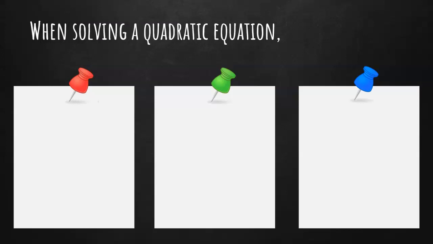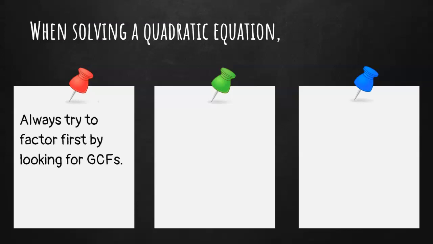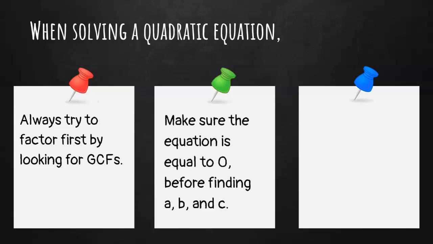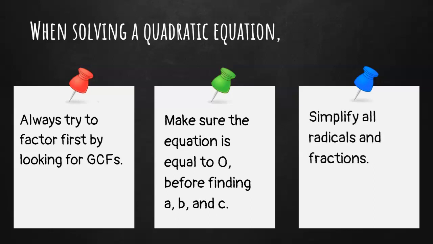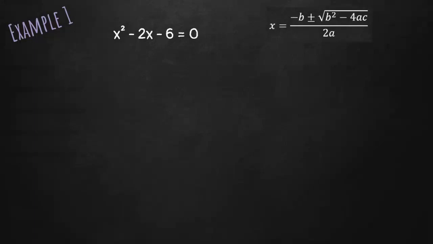Now remember that a, b, and c are just going to be your coefficients and your constants. When you solve a quadratic equation, you always want to try to factor out any GCFs. That's always going to make your solving easier. Always make sure your equation is equal to 0 before identifying the a, b, and c values. Next, simplify all your radicals and your fractions. Now let's look at some examples together. I placed the quadratic formula in the upper right for you to use as a reference.